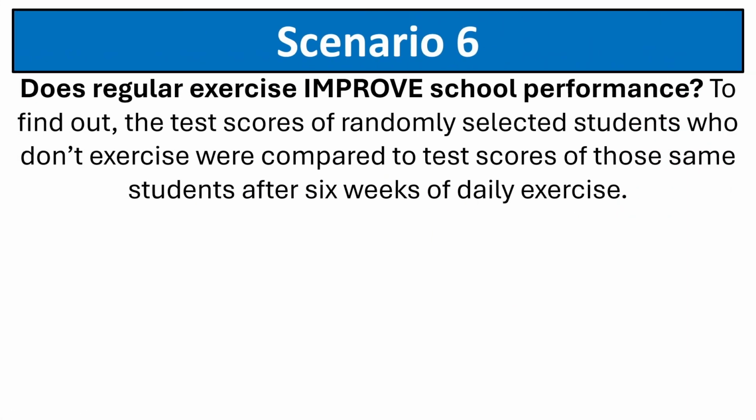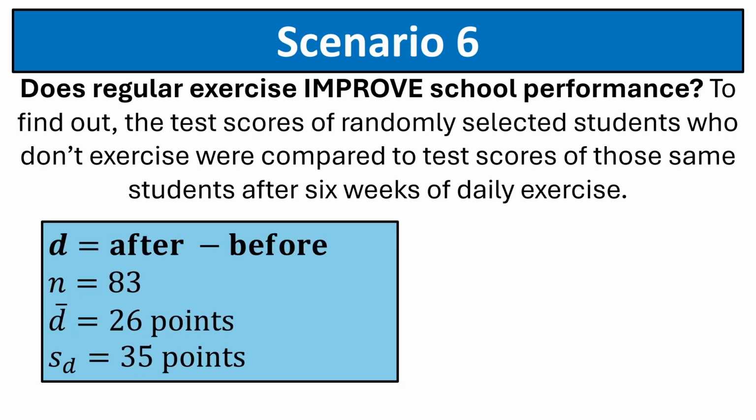Okay, so that's the 2 sample t-test and confidence interval. Now let's move on to looking at the paired t-test. So here we're asking, does regular exercise improve school performance? To find out, test scores of randomly selected students who don't exercise were compared to test scores of those same students after 6 weeks of daily exercise. You can see each student is being measured twice, and that makes it paired data. So let's say this is actually the data. D is the difference. It's the test scores after doing the exercise for 6 weeks minus before.